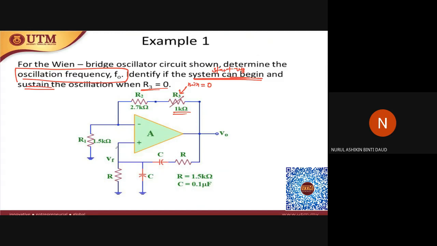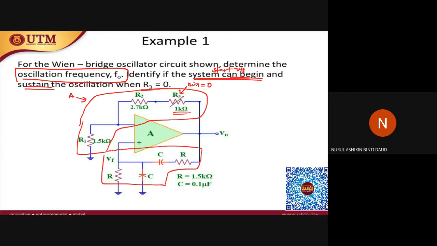So let's look. This part is the amplifier gain part, which is the A part, and this part is the feedback gain part, beta. First, can the system begin and sustain? First of all, for the system to begin, A should be more than 3, so this A part should be more than 3. Let's calculate the value of A.